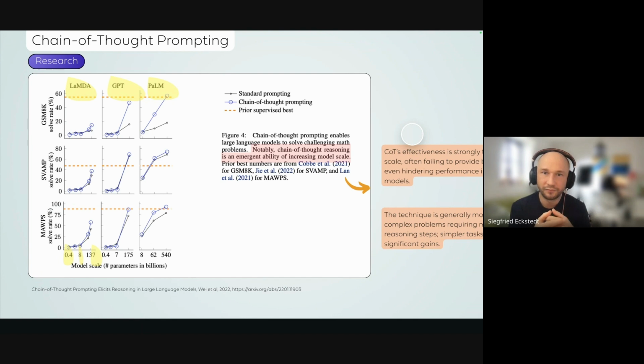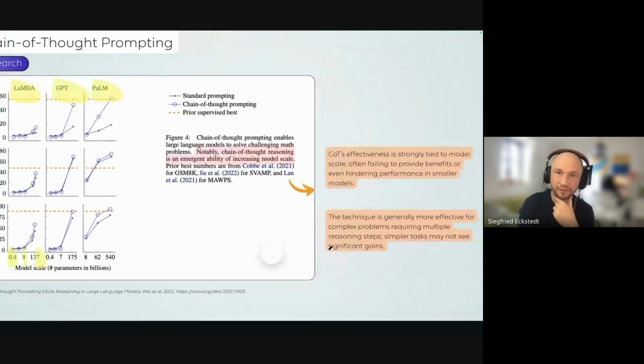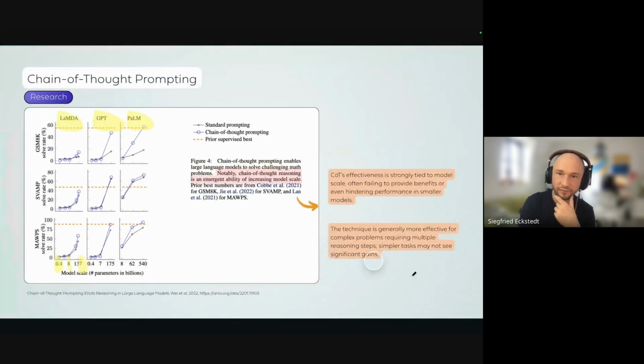These tests have been performed with challenging mathematical problems. So all of these benchmarks come from these mathematical problems, but we can still learn something from it. And it is that chain of thought in general is most effective with the bigger models, and that the technique itself can help with complex problems where you need multiple reasoning steps, and with simpler tasks you don't need it so much.